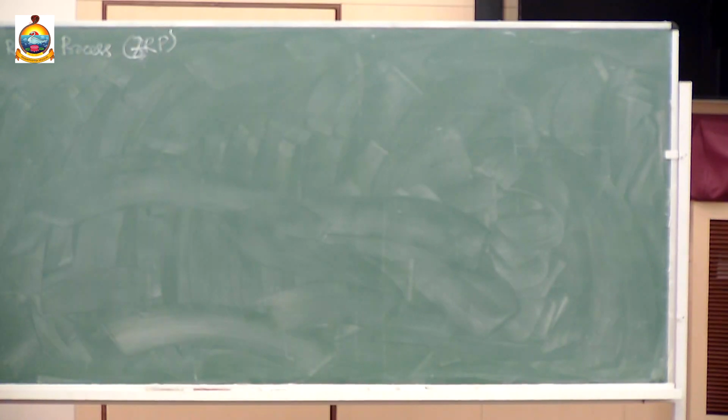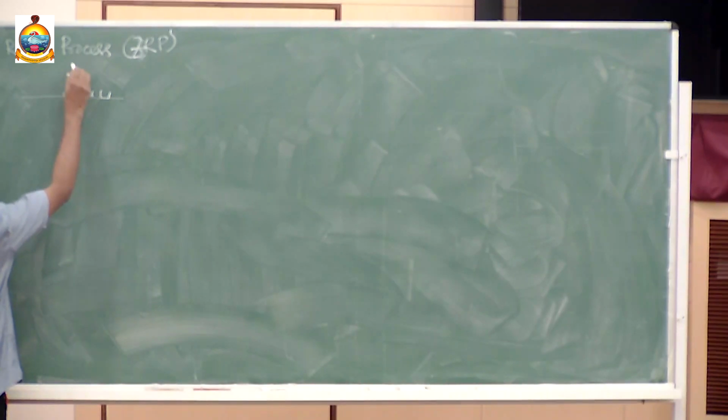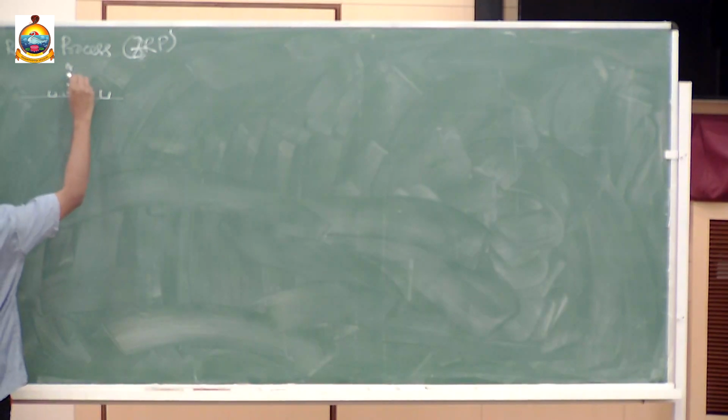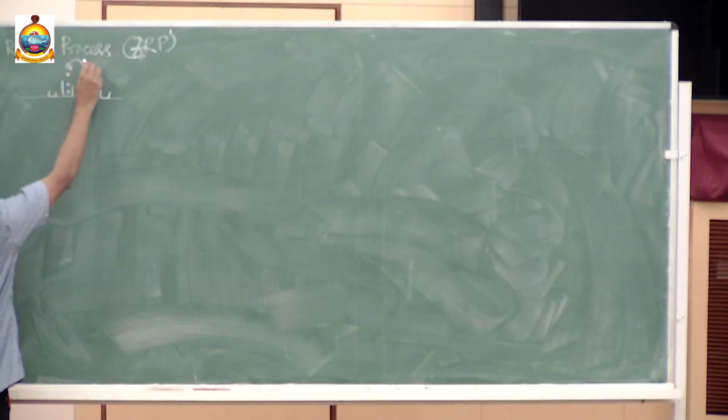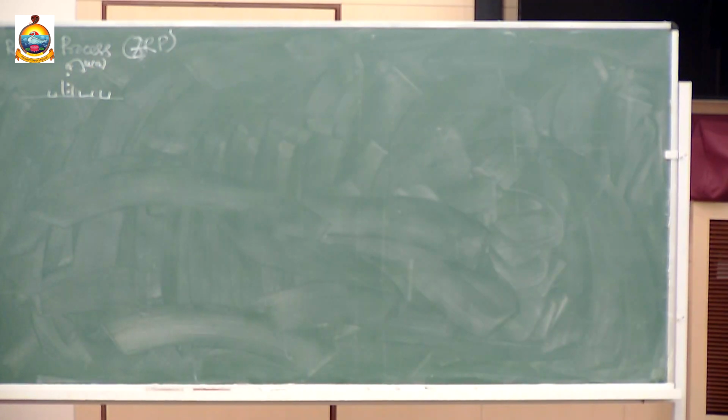Zero range process. Here you have a periodic lattice, and each site has a box. There are many boxes, with a periodic boundary condition, and each box has some particles. You calculate the number of particles, Ni, and the rate at which particles go from here to here. A single particle can go from here to here with rate u of Ni. So that's what we define as a zero range process. This is our lattice, and this is what we define.